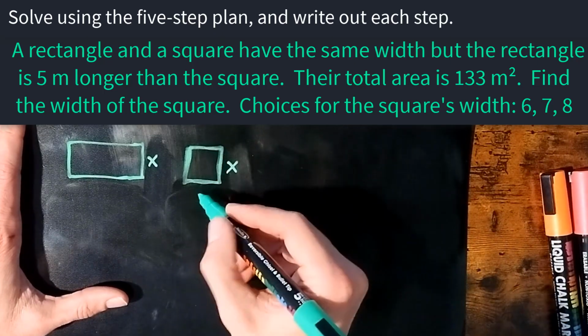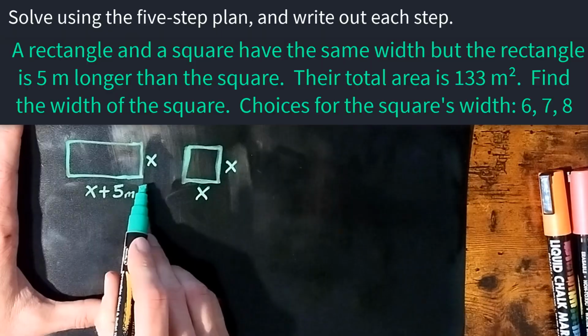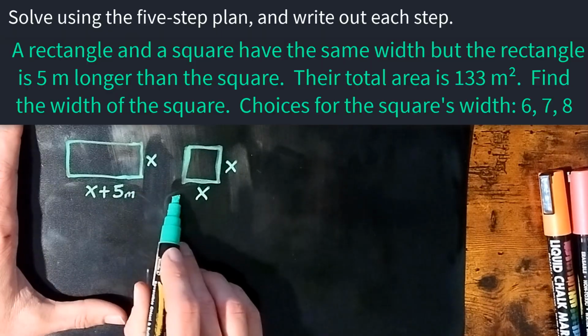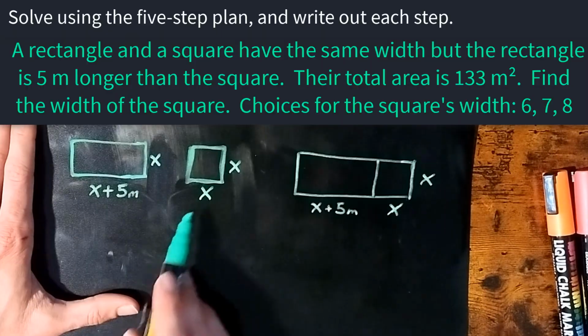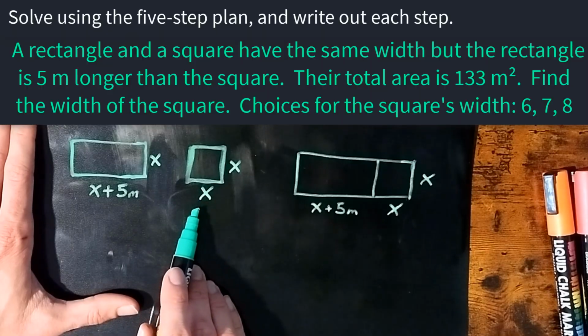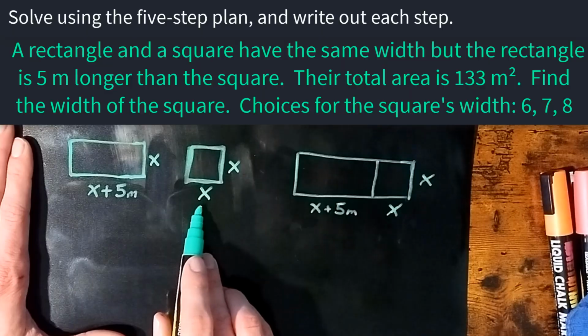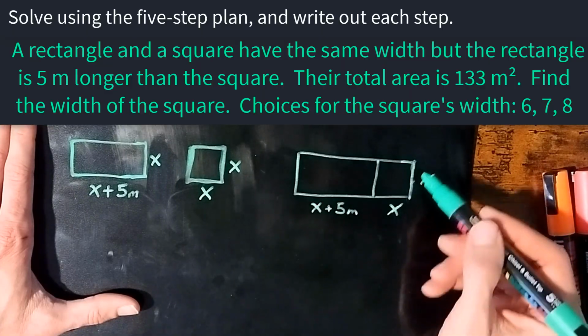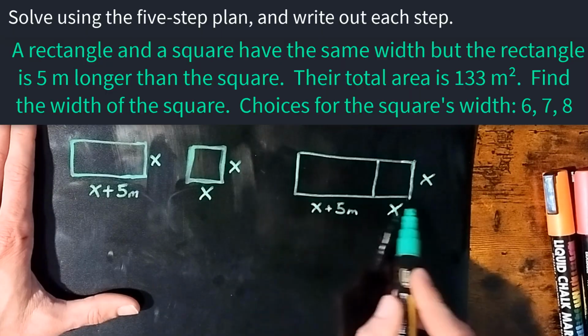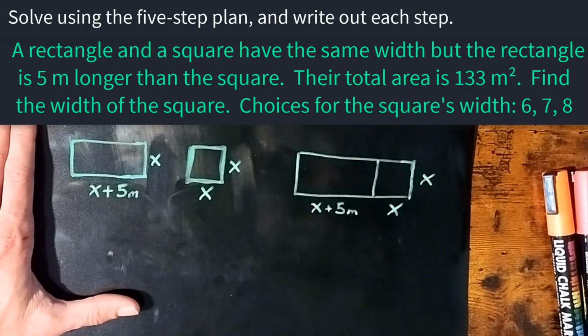Sides of a square are equivalent. The length of the rectangle is 5 meters longer than the length of the square. I know the total area is 133 square meters. Instead of adding the individual areas and setting it equal to 133 square meters, I simply push them together because they have the same width. That way I can take the area of the entire shape.